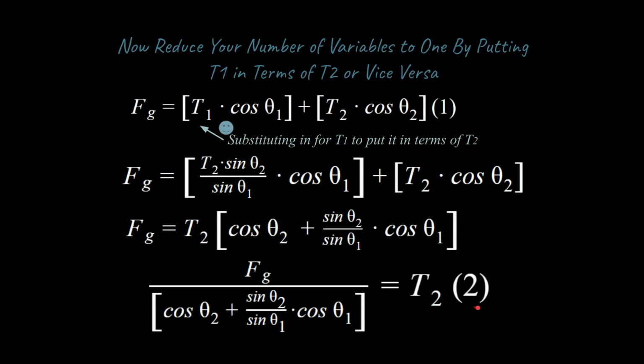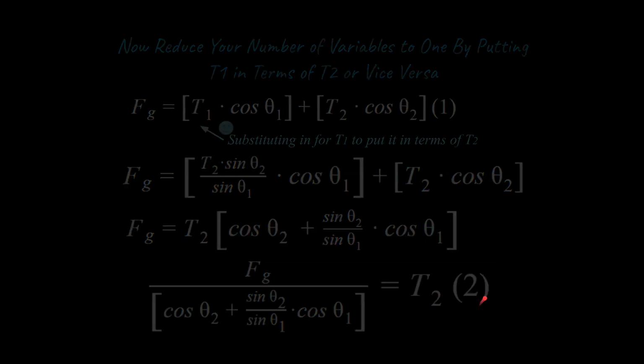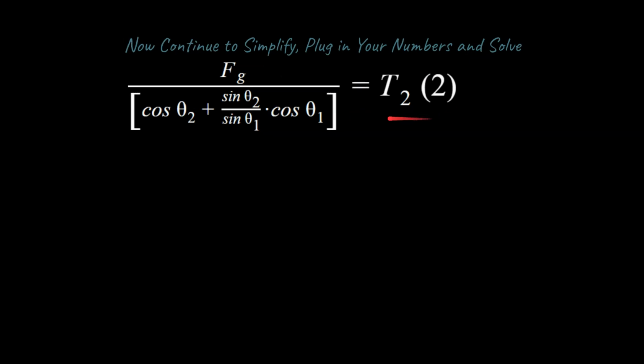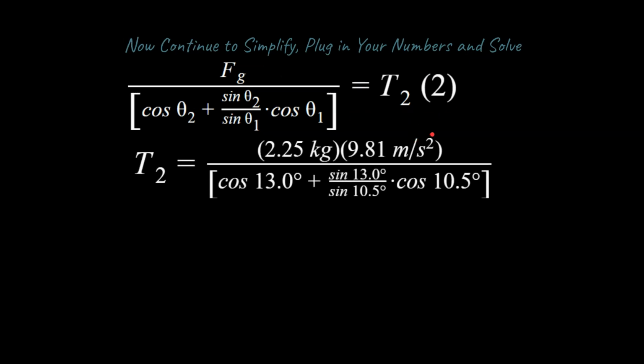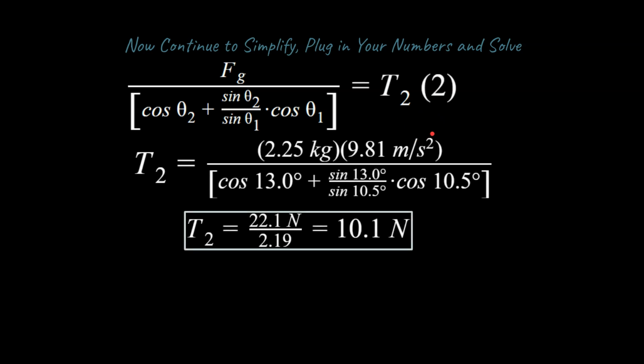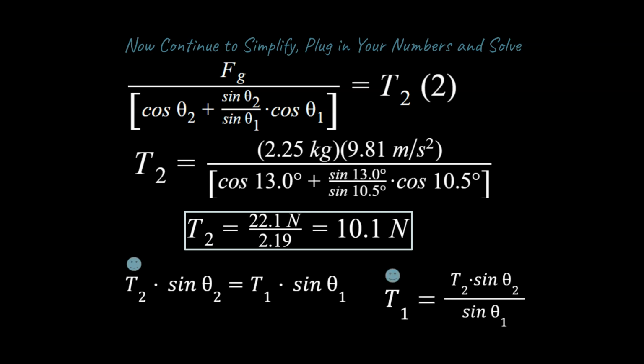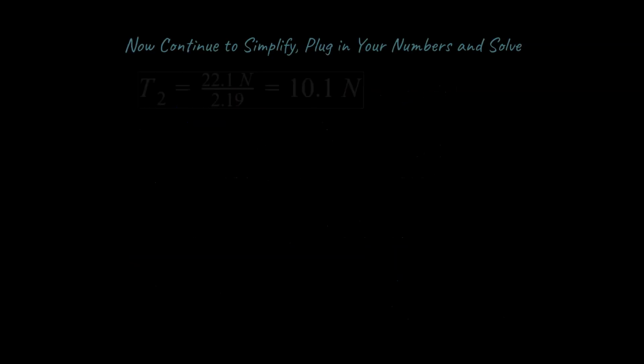I'm going to label this as equation 2 just so that when I go to the next page you know what I'm talking about. Here we've got T2. We do some more algebra. Now we can plug in our numbers and we end up with our answer for T2. That's gold. Once we get that, then we can take that and plug that back into one of those previous equations and solve for our other unknown, which is T1. So we go about doing that. We can sub that in.